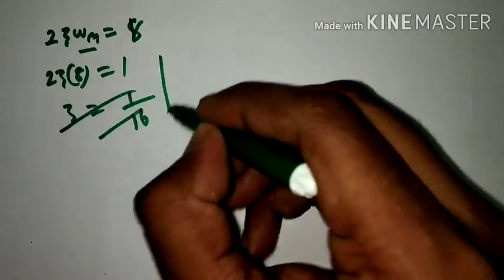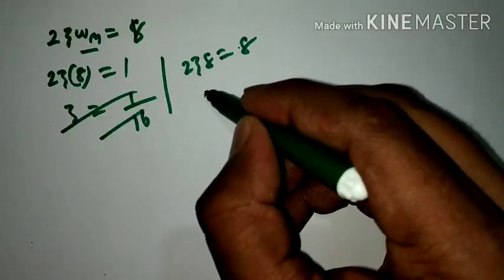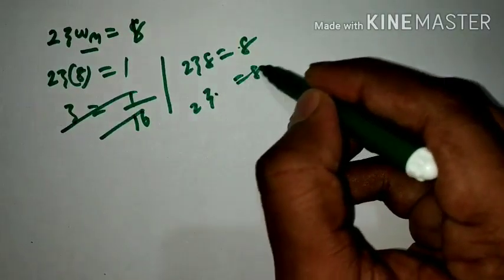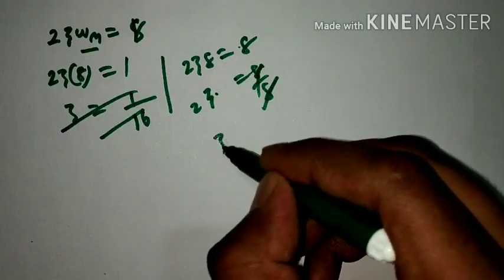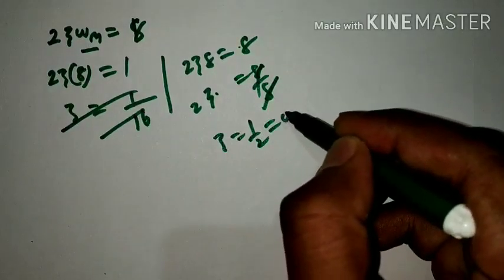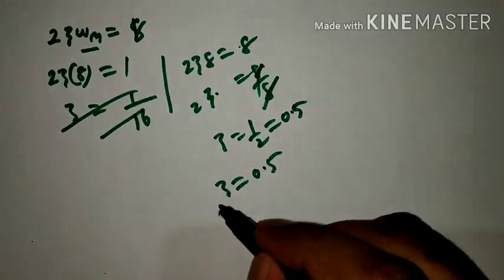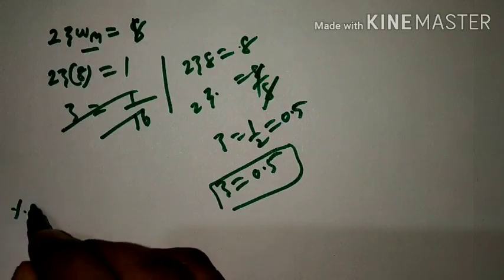So 2 zeta 8 is equal to 8. So zeta into 2, this is 8, both get cancelled. So zeta is equal to 1 by 2, so it is 0.5. So zeta is equal to 0.5. So you have to find the maximum peak overshoot.